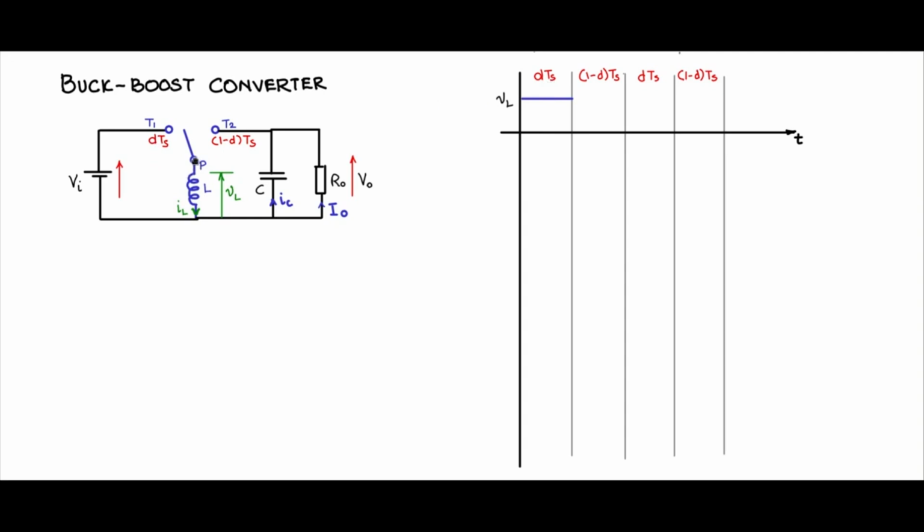During DTS, the pole is connected to throw 1 and the entire Vi is coming across the inductance. Pole is having the same voltage as Vi. So this will be Vi. And during the time 1 minus DTS, the pole is connected to T2, and therefore T2 potential, which is actually minus V0 here, comes directly across L.